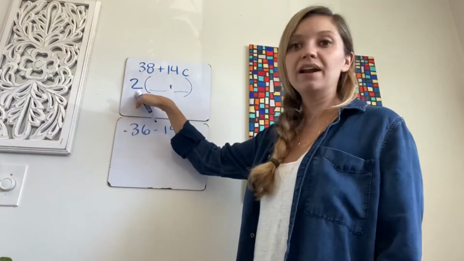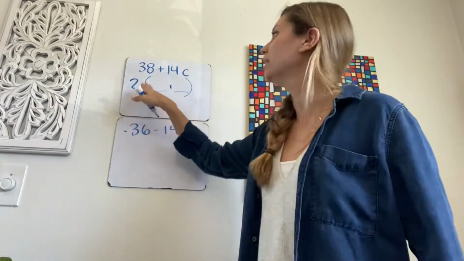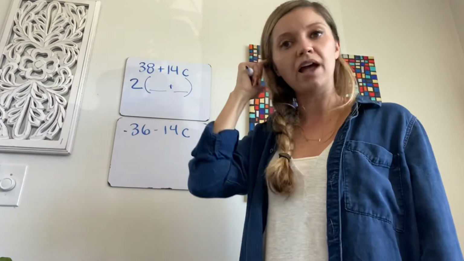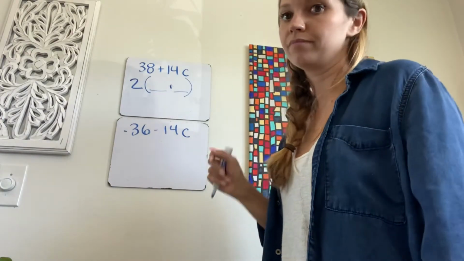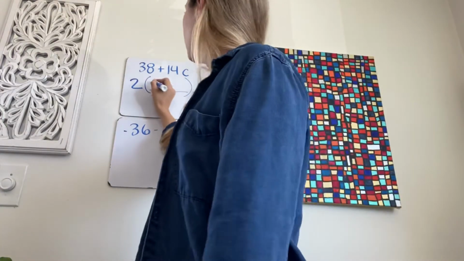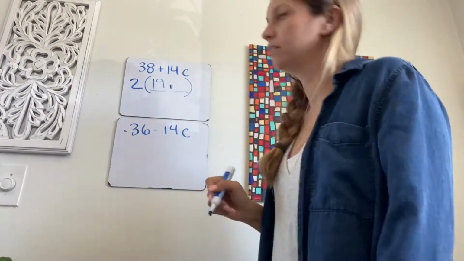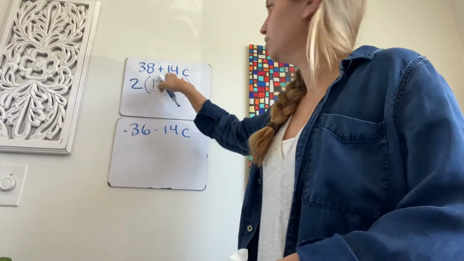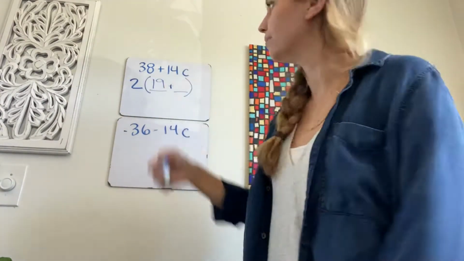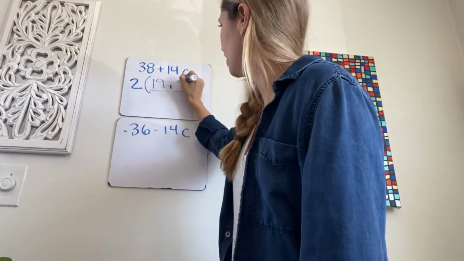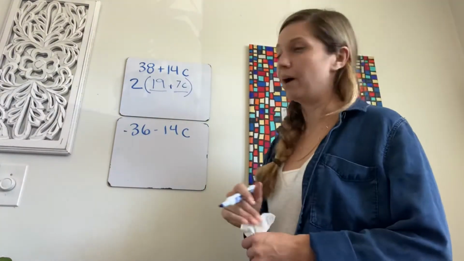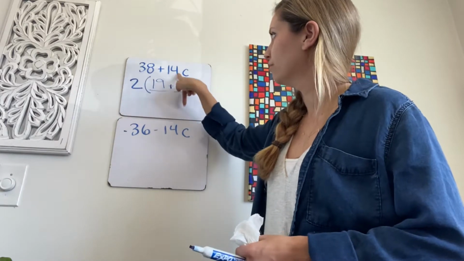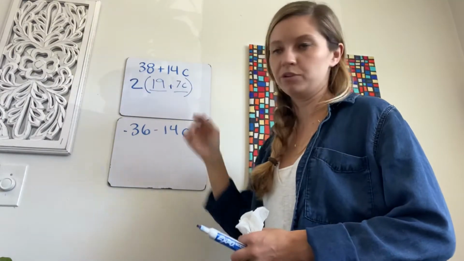Now, we think about it the same way we think about distributive property. How did you get from 2 to 38? What did you have to multiply? 19. 2 times 19 is 38. Okay, now, how do you get from 2 to 14? Times 7. Also, remember your C, so 2 times 7C. Another way of thinking about it, you could also look at it like 38 divided by 2 is 19, 14 divided by 2 is 7, and you keep your C.